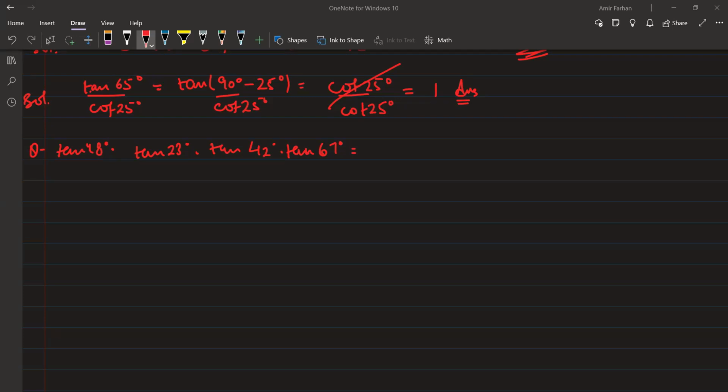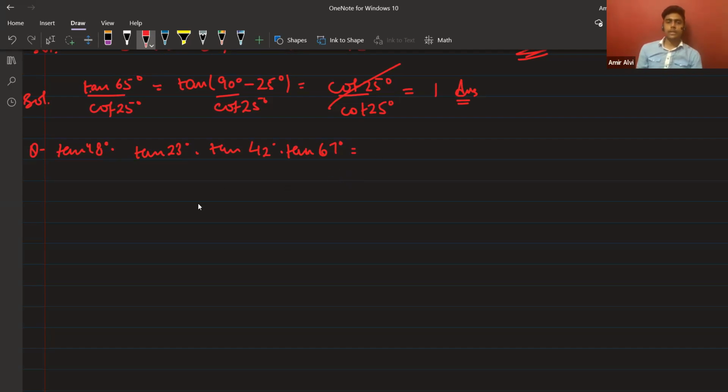So is it tan square by cot square? Yes, Adil, what are you saying? Please repeat. Sir, I have got two types of answer. My first guess was tan square by cot square. Another answer is cot 42 into cot 67 into cot 48 into cot 23.